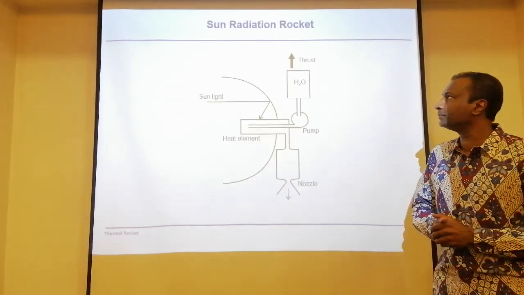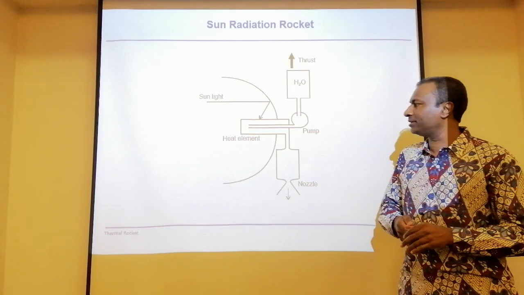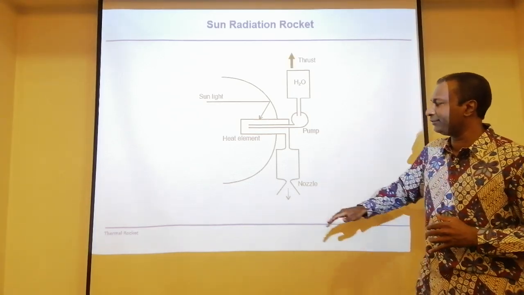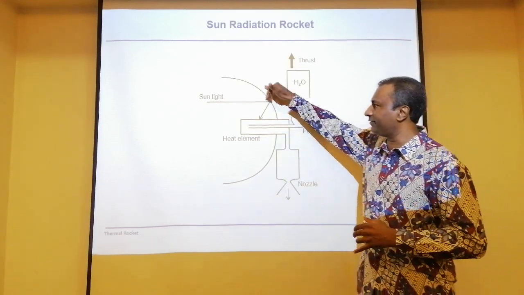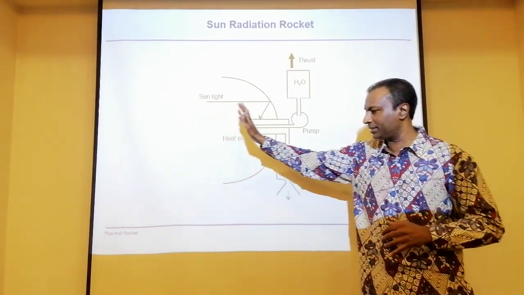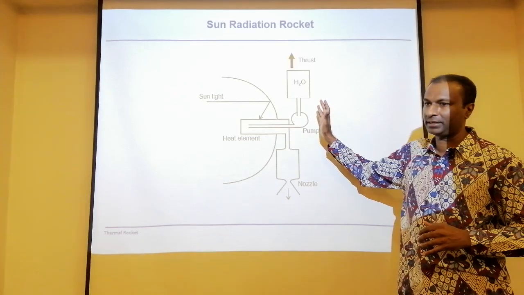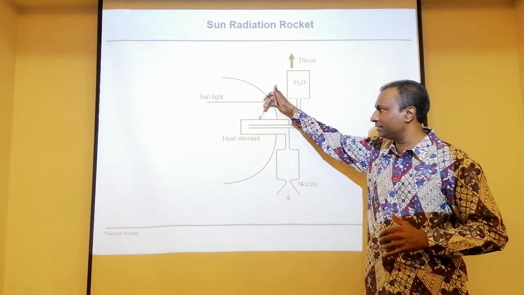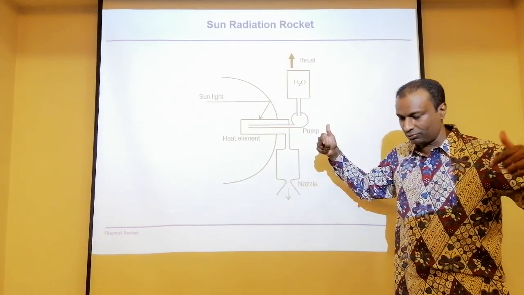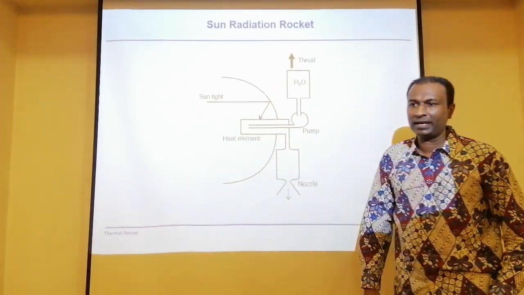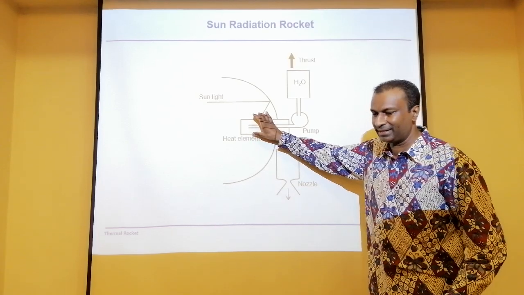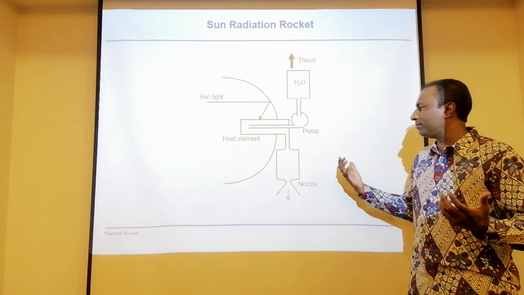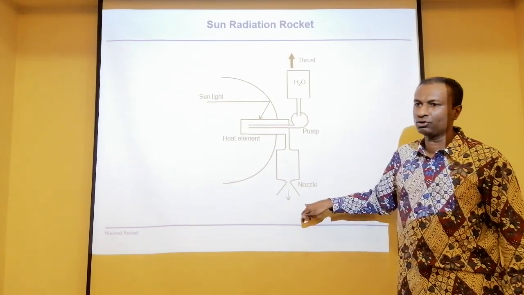All right, I just mentioned the sun radiation rocket. As you can see, you have a parabolic reflector with the sun shining on it. You focus the parabolic reflector on a particular spot, a heat element, and the heat element gets heated up. Therefore, the fuel will also be heated up. So it's ready for burning, and then it goes to the expansion.